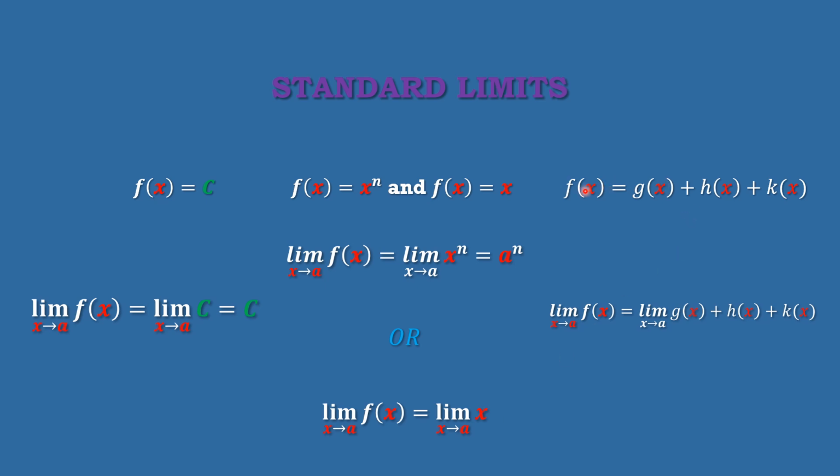We also have the same thing when you have the sum of functions g(x) plus h(x) plus k(x). If we want to find the limit, it means that we just have to substitute x equal to a, that is, a becomes the input for each respective function.